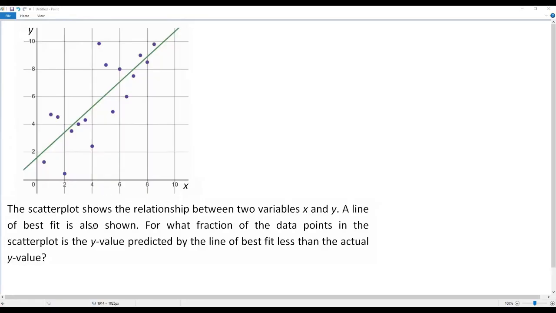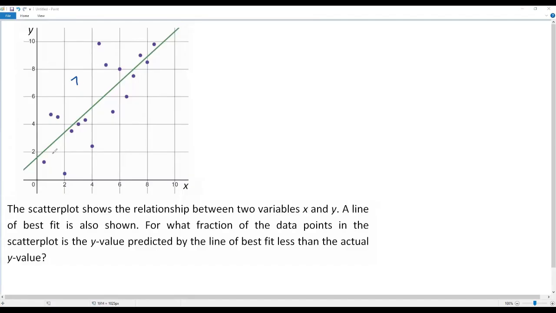The scatter plot shows a relationship between two variables x and y. A line of best fit is also shown. For what fraction of the data points in the scatter plot is a y value predicted by the line of best fit less than the actual y value? Okay, now let's count the number of data points we have above the line of best fit. That is 1, 2, 3, 4, 5, 6, 7. There are 7 data points above the line of best fit.